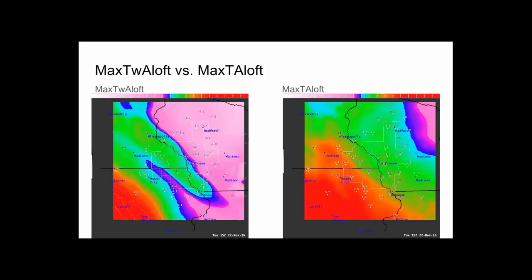And so you can compare these in GFE. And I think in the next tech order, we'll add max T aloft, so you can compare this, especially for initial precipitation onset. You can see the difference between max temperature aloft and max wet bulb is quite significant, especially out over southern Minnesota and northern Iowa there. Max T aloft would suggest freezing rain, whereas max wet bulb would suggest snow or maybe sleet.